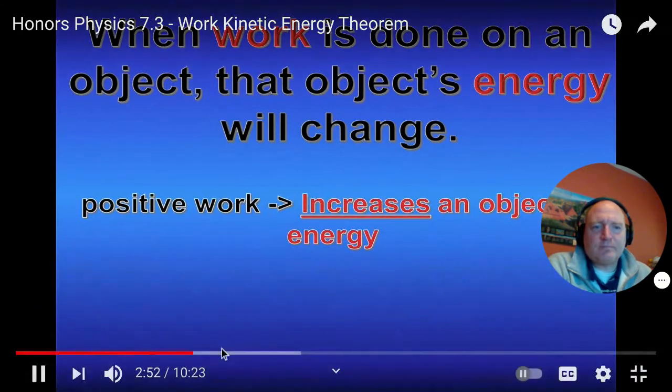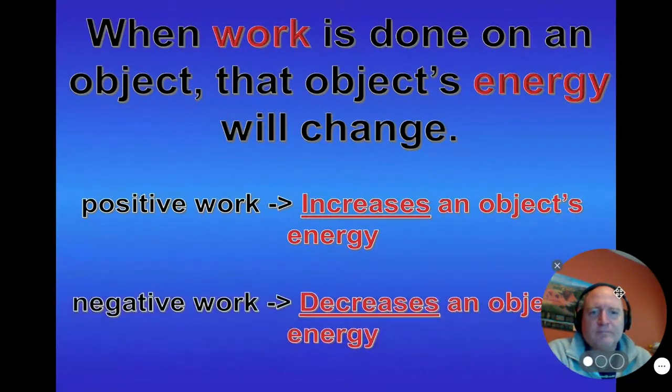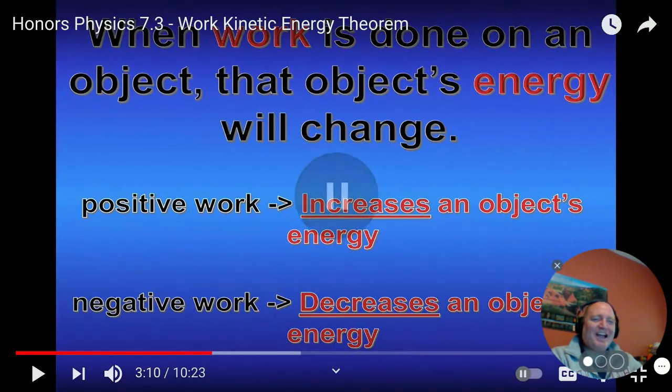So if positive work is done on an object, that increases that object's energy. But if negative work is done on an object, that decreases the object's energy. So remember, work is not a vector, it is a scalar, but it's that one scalar that can be negative. Negative work just means the energy of the object is decreasing. I need to think about this for a second. It's that one scalar that can be negative.